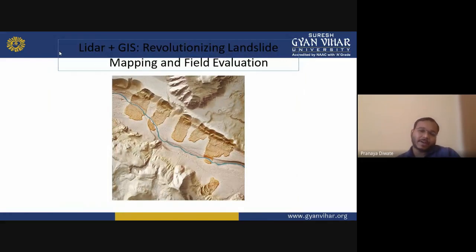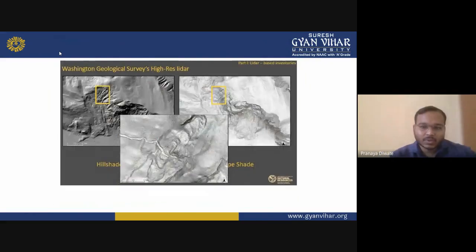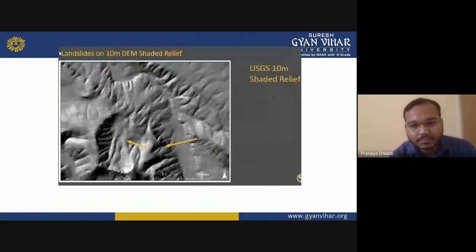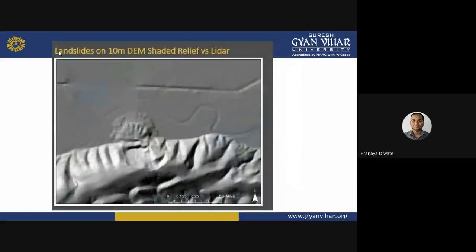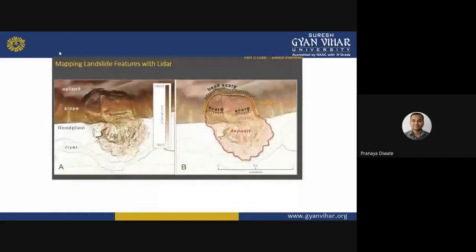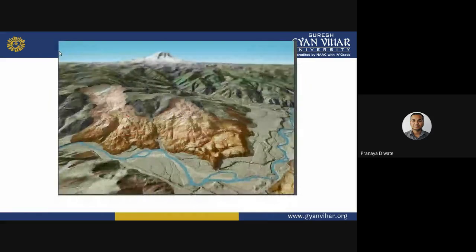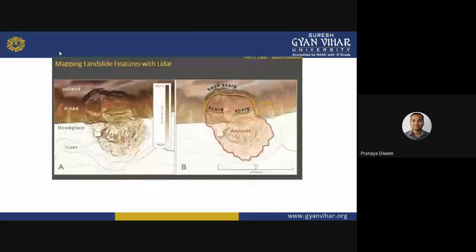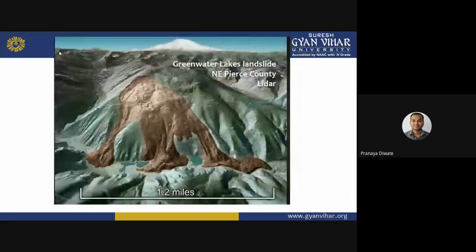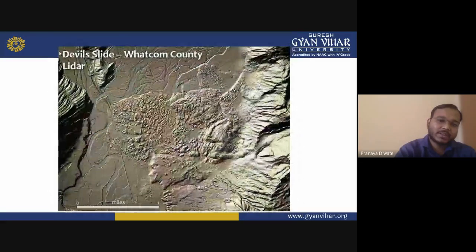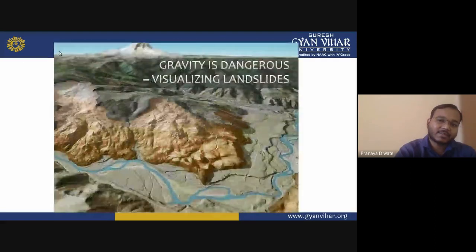Then you have a different kind of dataset. You can use a lidar and GIS combination. This is some of the photographs shown here. This is the inventory of landslides. These are all studies already carried out by different agencies and different persons. These are different kinds of studies, 2D and 3D pictures of landslide hazard zonation.